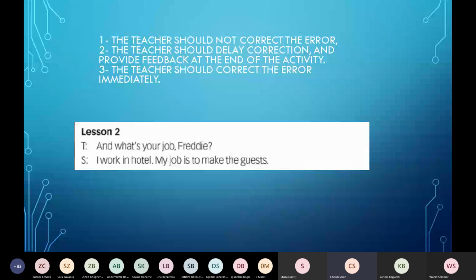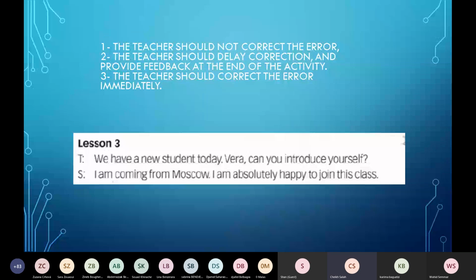Let's see the three. What would you do? We have a new student today, Sarah. Can you introduce yourself? And she introduced herself: I'm from Moscow. I'm absolutely happy to join now. What would you do? Anyone?